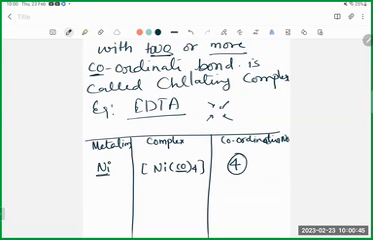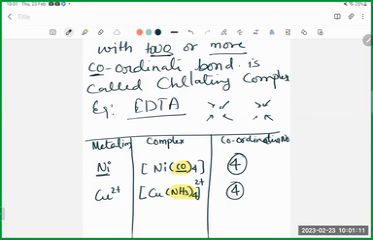So we need to check the nature of the ligating atom. Next is Cu2+. In this compound, I am giving you the compound [Cu(NH3)4]2+. In this compound, you need to check. Ammonia is monodentate, neutral, right? So how many ammonia do you have? Total 4. The number of neutral monodentate ligands gives the coordination number. So this is also 4.